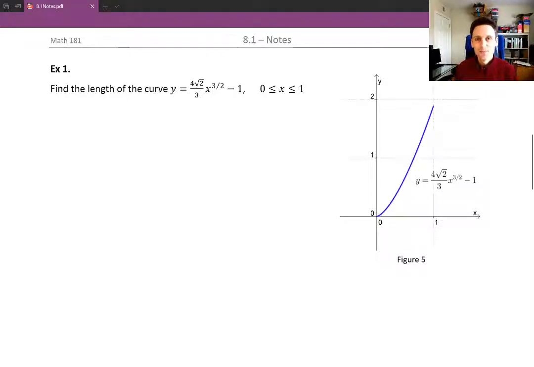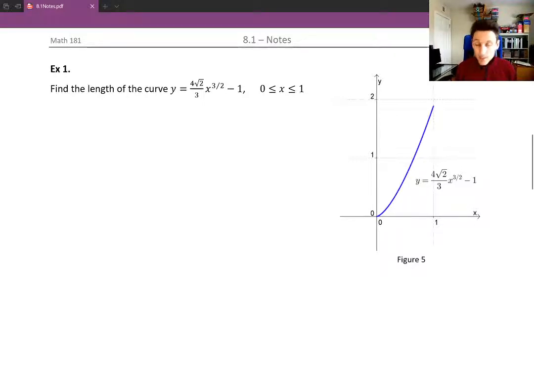Hello and welcome. In this video we're going to look at 8.1 example 1, which asks: find the length of the curve y equals 4 root 2 over 3 x to the 3 halves minus 1 from x equals 0 to x equals 1. Figure 5 to the right shows a little picture of that part of the curve. So we're trying to find the length of that arc.